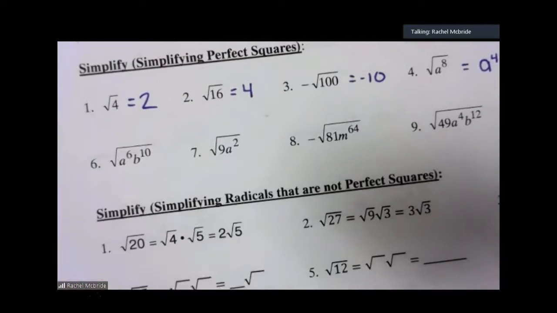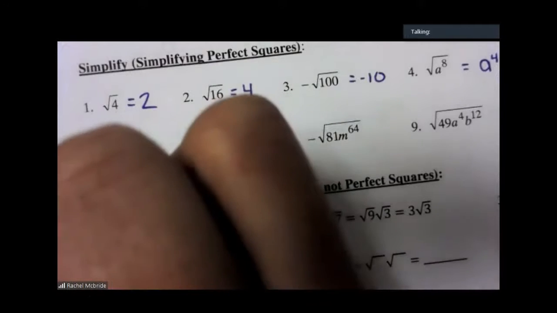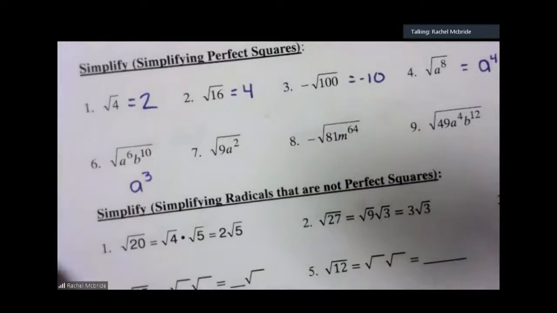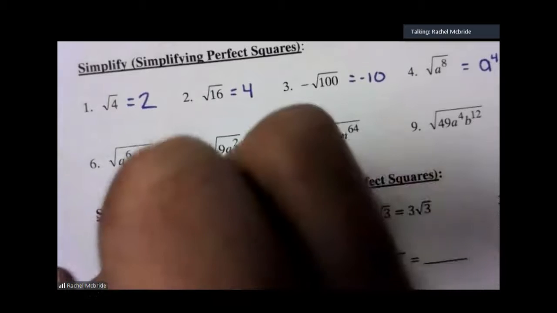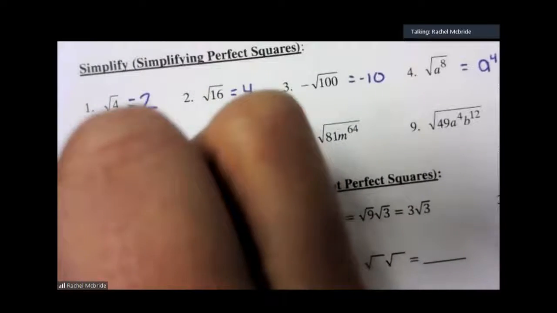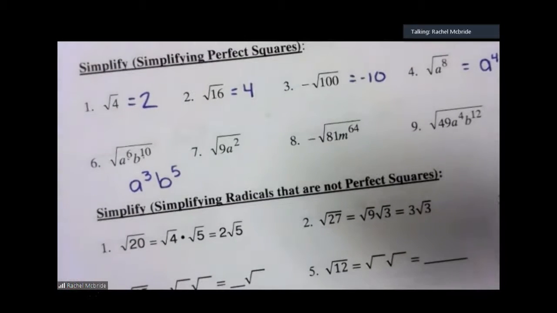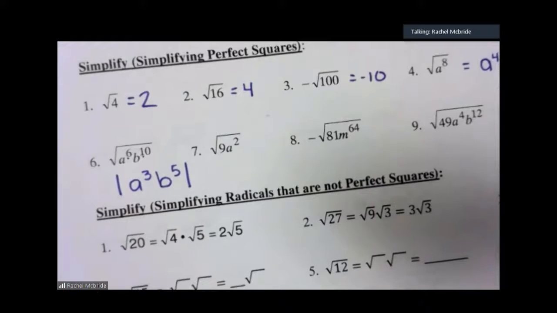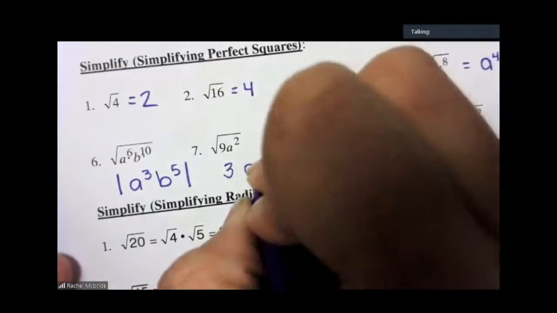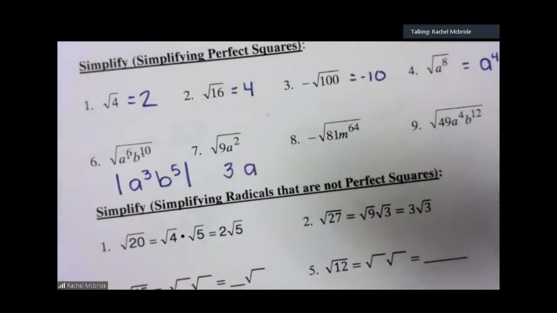Okay, multiple variables doesn't change the rule. Square root of a to the 6th becomes, square root of b to the 10th becomes. Now, both of those started as even, so then they both get absolute values, so you can actually just put it in one big absolute value. I heard 3. I like the 3. What goes with it? I like the A. Absolute values.